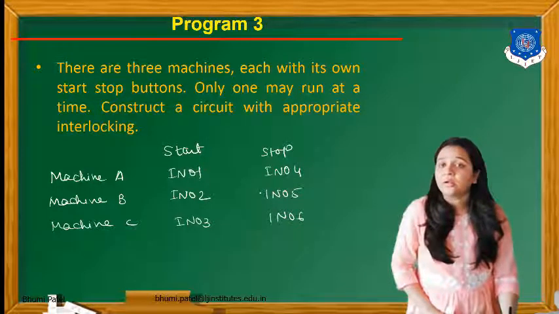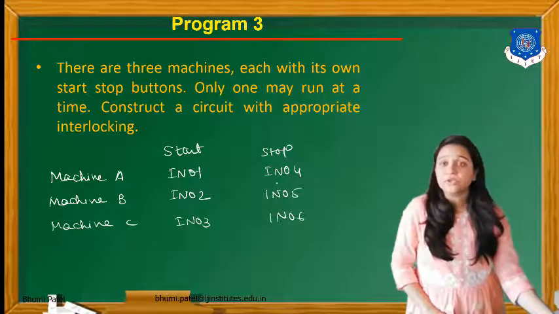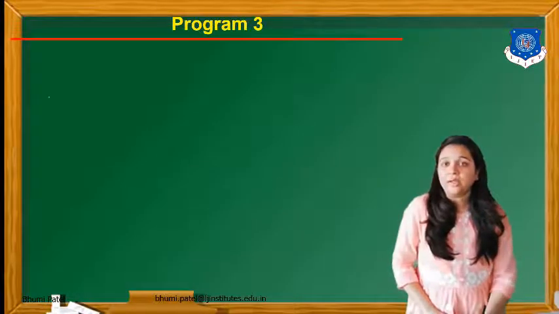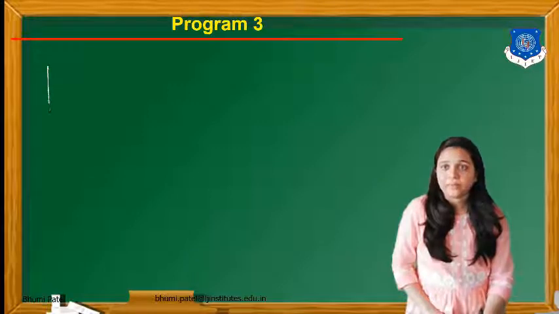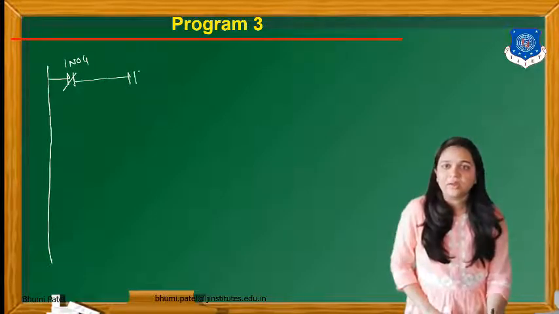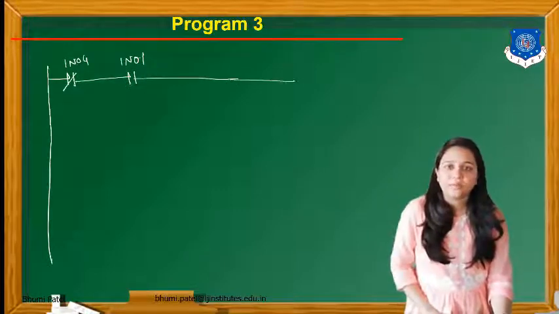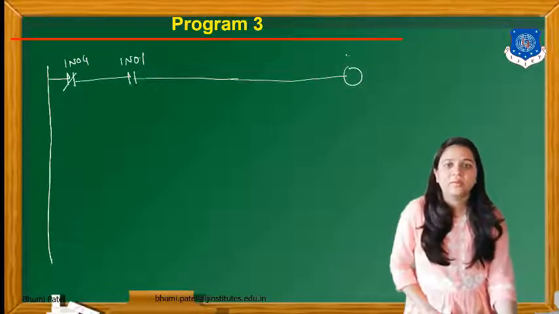Now only one may run at a time. We have to construct a circuit with the appropriate interlocking. So we must use the interlocking process. For that we have to draw the ladder diagram first of all. For machine A, we can put here the stop button, that is IN04 for machine A. Then the start button, it is IN01, and after that if the start button is pressed, machine A will be on.